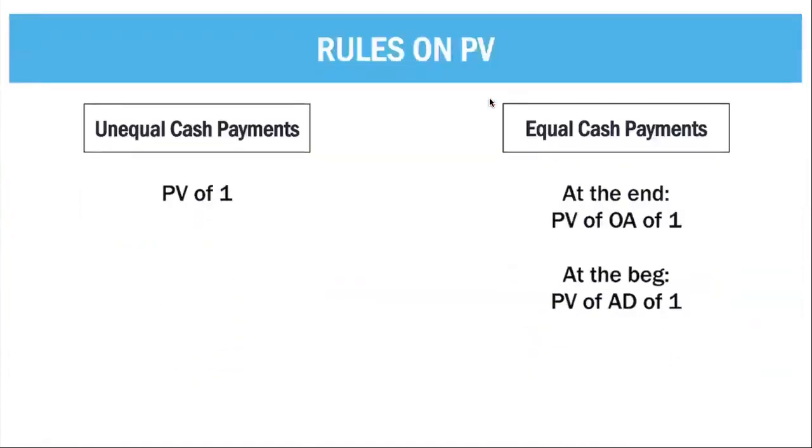So let's have a review of your rules on present value. Again, if you have unequal cash payments, we use present value of 1. If we have equal cash payments and the cash payment is made at the end, present value of ordinary annuity of 1. And if it is an equal cash payment made at the beginning, present value of annuity due of 1. I know you already know how to compute for these present value factors. Normally, when I give problems, I don't give present value factors. It's up to the students to compute for them, for you to practice.